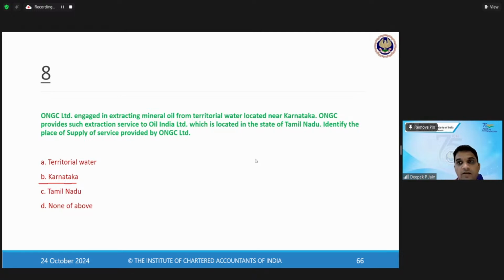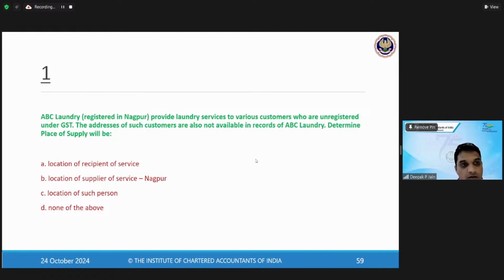Okay. Any more things? Any more doubts? Be careful. MCQs like this help you. So I will try to bring in more MCQs. Question number 1 answer is B. Okay. Very much, I think, didn't underline it. Question number 1 answer is the location of supplier of service, which is Nagpur. That is general category, no?